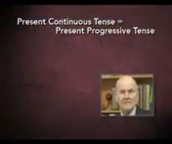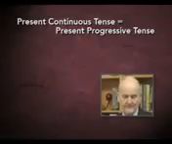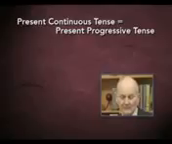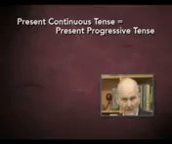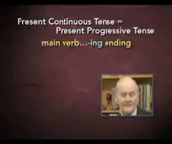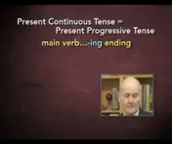Hello there. In this lesson, we'll begin our study of the present continuous tense in English. Sometimes this verb tense is called the present progressive tense. In any case, it's peculiar to English, and it has a very limited use, but common. The main verb in this tense is always formed with an ing form.